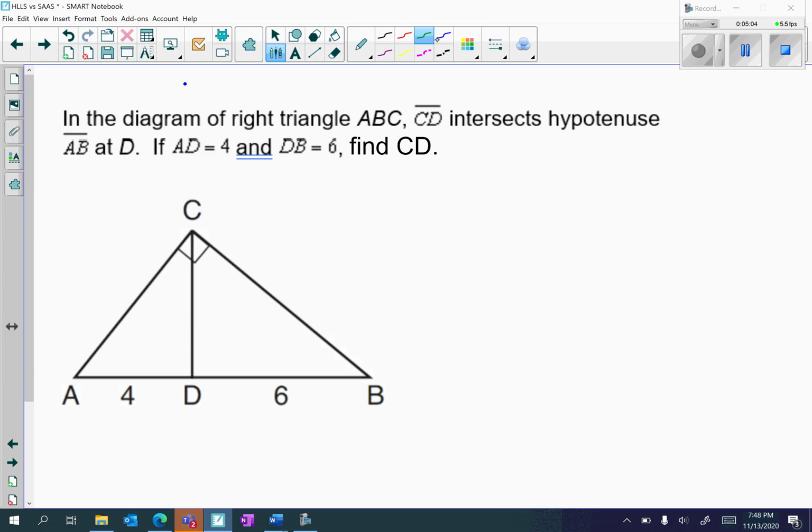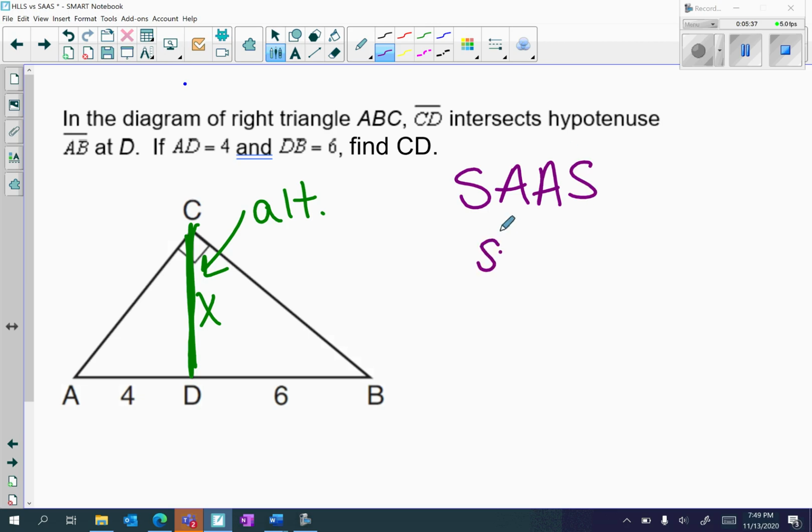In the diagram of right triangle ABC, CD intersects hypotenuse AB at D. If AD is equal to 4 and DB is equal to 6, we want to find CD. So I'm going to put an X where CD is. Notice that CD is my altitude. Pause the video now to figure out if we're using SAAS or Hill's. This question, because we're looking for the altitude, we're going to be using SAAS.